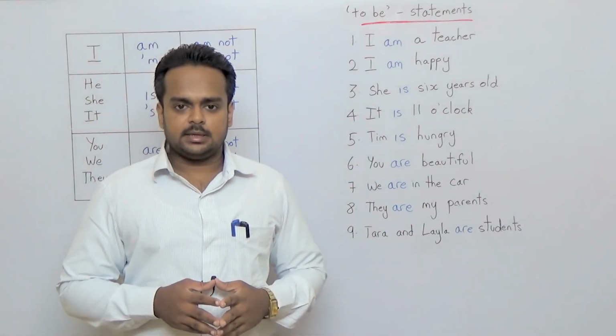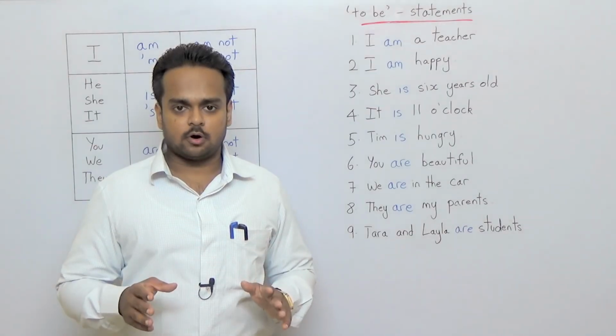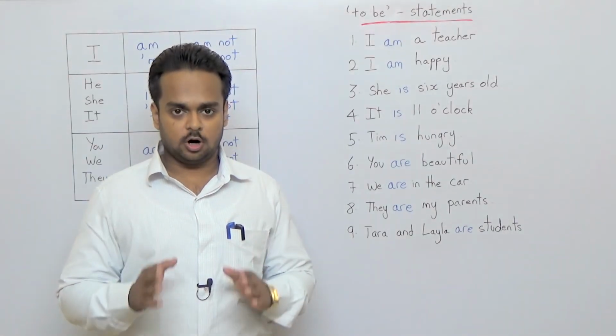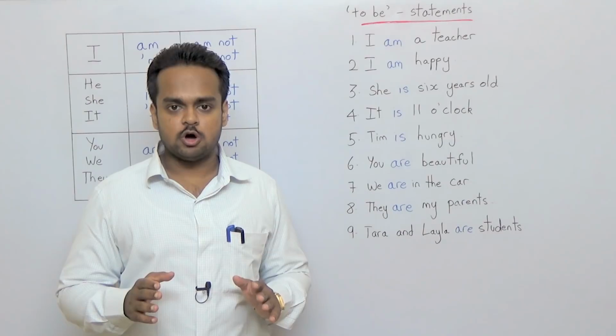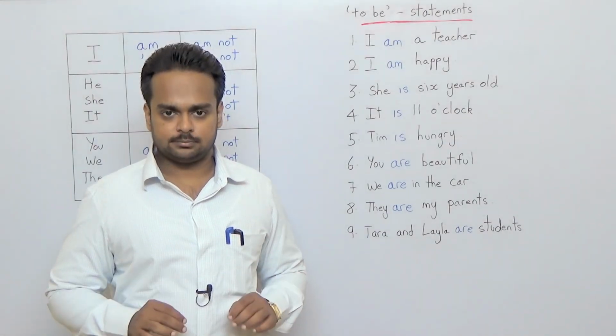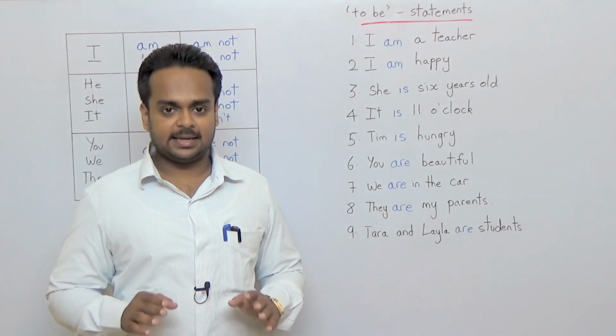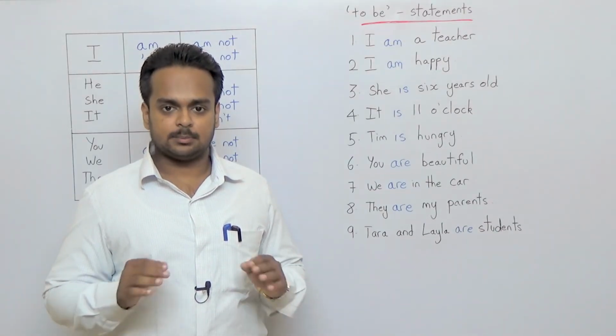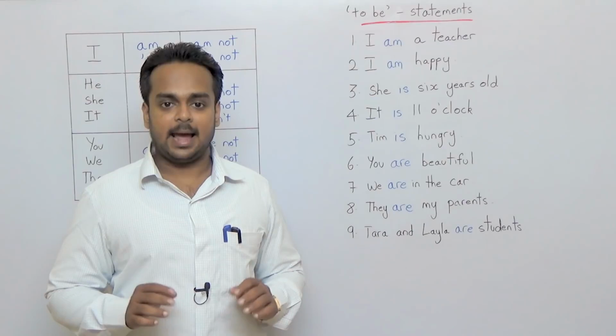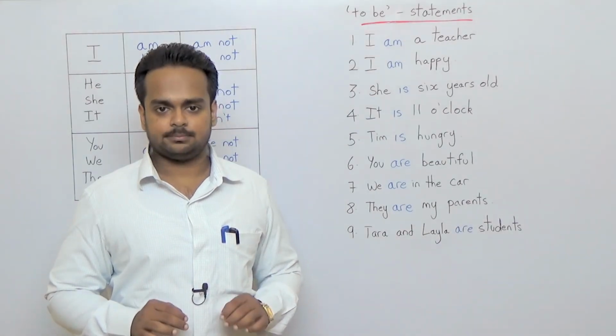Now the verb to be is one of the most important verbs in the English language. So if you're learning English, you should definitely know how to use it correctly. In this lesson, we'll talk about making positive and negative statements with be in the present tense. That is using am, is, and are.